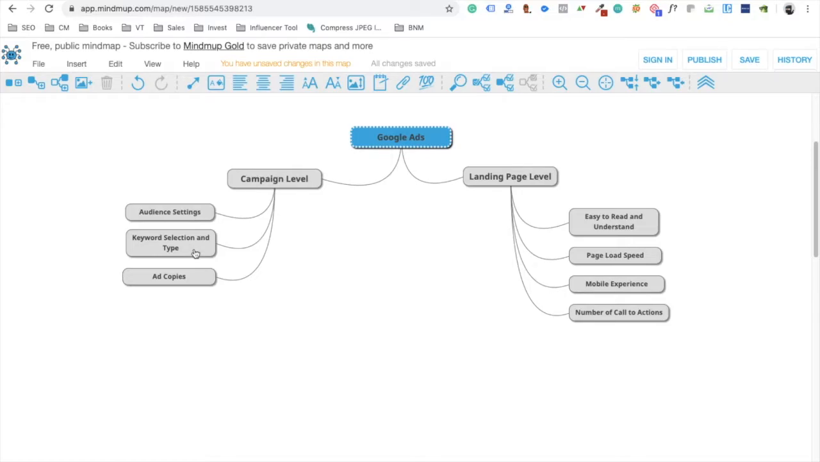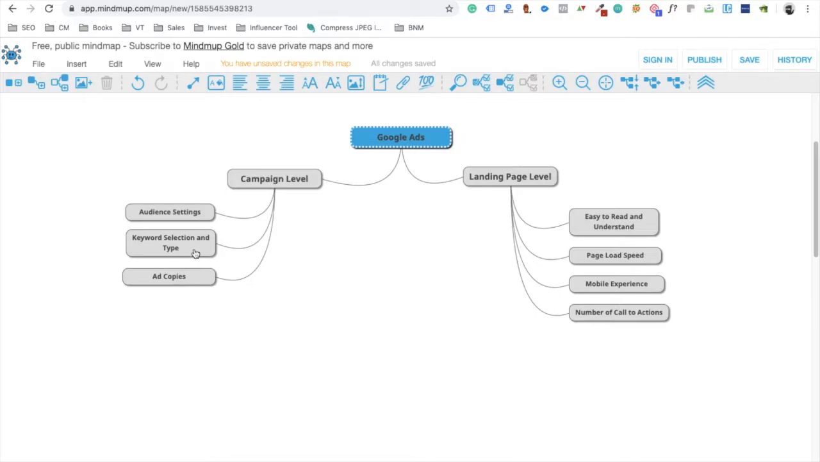The second is keyword selection and type. I repeat, keyword selection and type. These two things may sound similar, but they are not. Keyword selection basically means the phrases that you're going to use in your ad group, or the single word, or the long tail keyword that you're going to use in your ad group. But keyword type is basically in what form you are going to use that keyword.